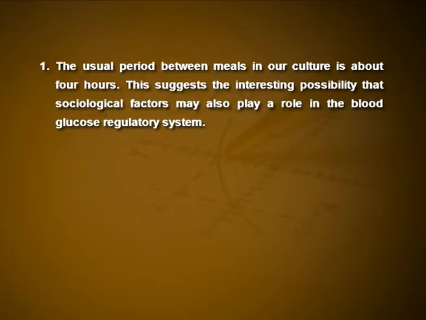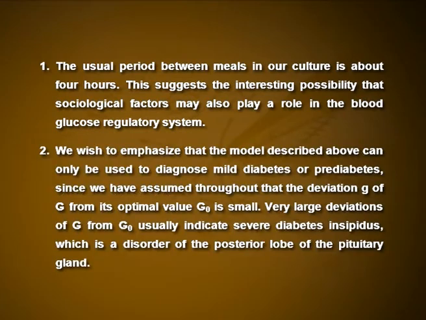The following points should also be noted. First one, the usual period between meals in our culture is about 4 hours. This suggests the interesting possibility that sociological factors may also play a role in the blood glucose regulatory system. Second one, we wish to emphasize that the model described above can only be used to diagnose mild diabetes or pre-diabetes, since we have assumed throughout that the deviation small g of capital G from its optimal value G naught is small.